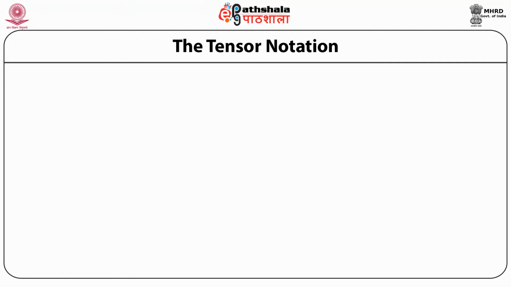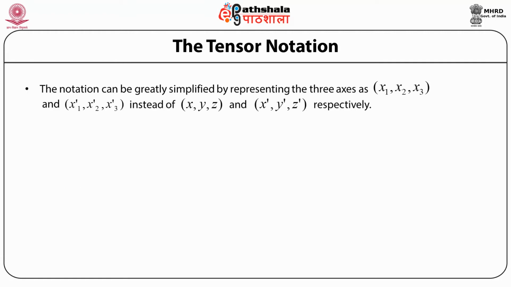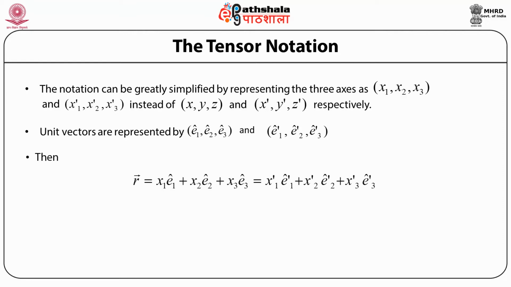The tensor notation. The notation can be greatly simplified by representing the three axes as x1, x2, x3 and x1 dash, x2 dash, x3 dash instead of x, y, z and x dash, y dash, z dash respectively. Unit vectors are represented by E1 cap, E2 cap, E3 cap and E1 dash cap, E2 dash cap, E3 dash cap. Then r vector is equal to x1 E1 cap plus x2 E2 cap plus x3 E3 cap, and it is further equal to x1 dash E1 dash cap plus x2 dash E2 dash cap plus x3 dash E3 dash cap.